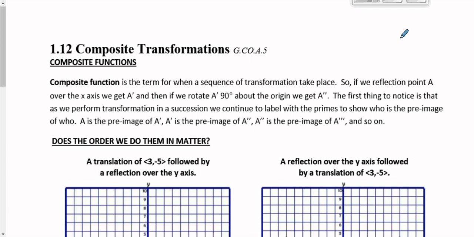So composite transformation, whoa, watch out for that thing. Somebody get that removed.